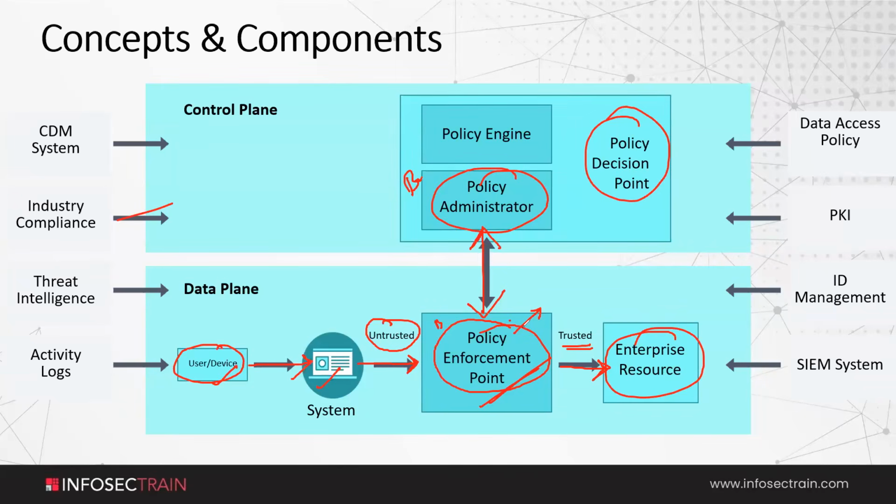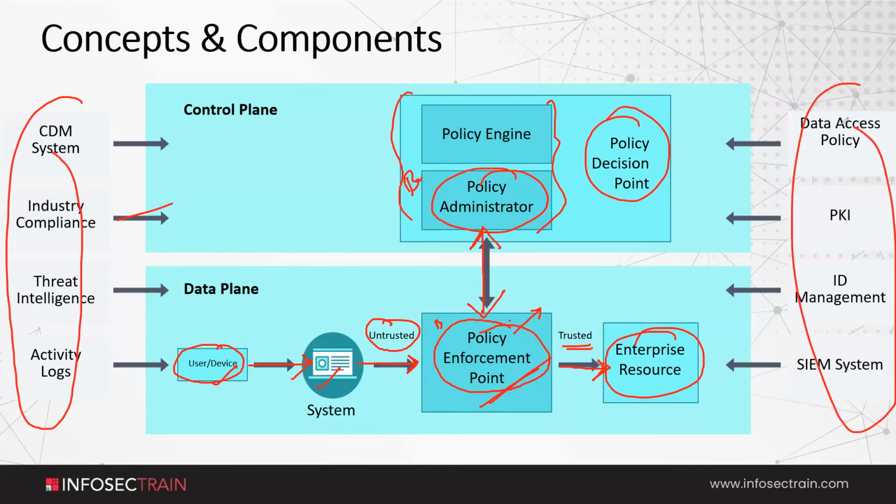Now, how does this control plane get inputs on whether the user is safe or not? From various tools and mechanisms, they get inputs regarding whether to allow access or not. For example, a CDM system. What is CDM? CDM means continuous diagnostics and mitigation system. Inputs also come from a CDN, compliance requirements, threat intel, activity logs, a data access policy, public key infrastructure, and so on.